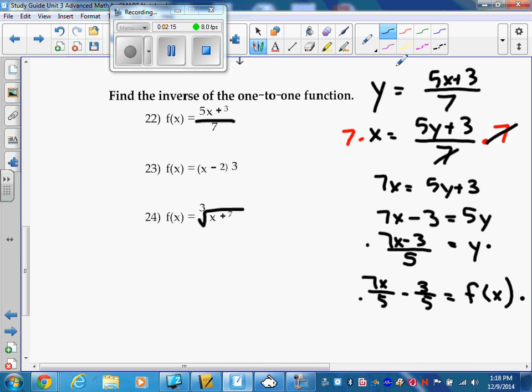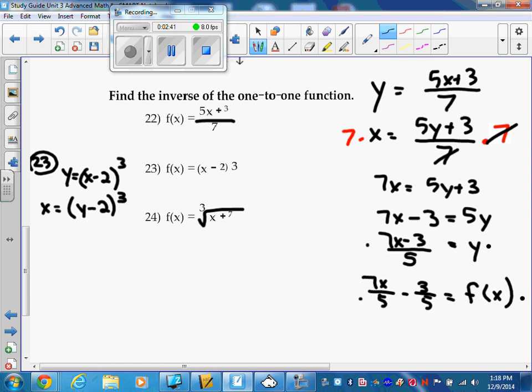Okay, in question 23, we'll try that one over here. I'm going to write y equals x minus 2 cubed. And now I'm going to change x and y. So x equals y minus 2 cubed. And so to undo cubing, I'm going to cube root both sides.